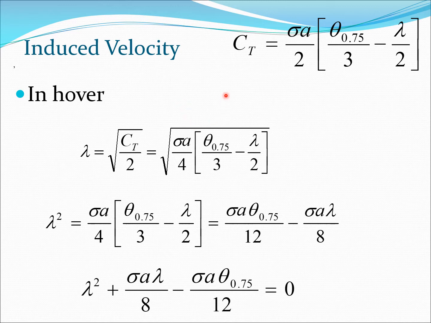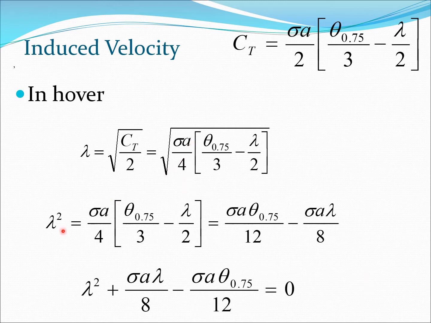So now let's derive some expressions for lambda. We saw that Ct is given by this expression here for a linearly twisted blade. So if we take the expression for lambda, which is root Ct by 2, then we substitute this Ct here into this equation, we get this particular equation. Now, one of the objectives of getting this equation is that we want to find a relationship between theta 0.75 and some of the different variables. That means how much we should have for the twist.